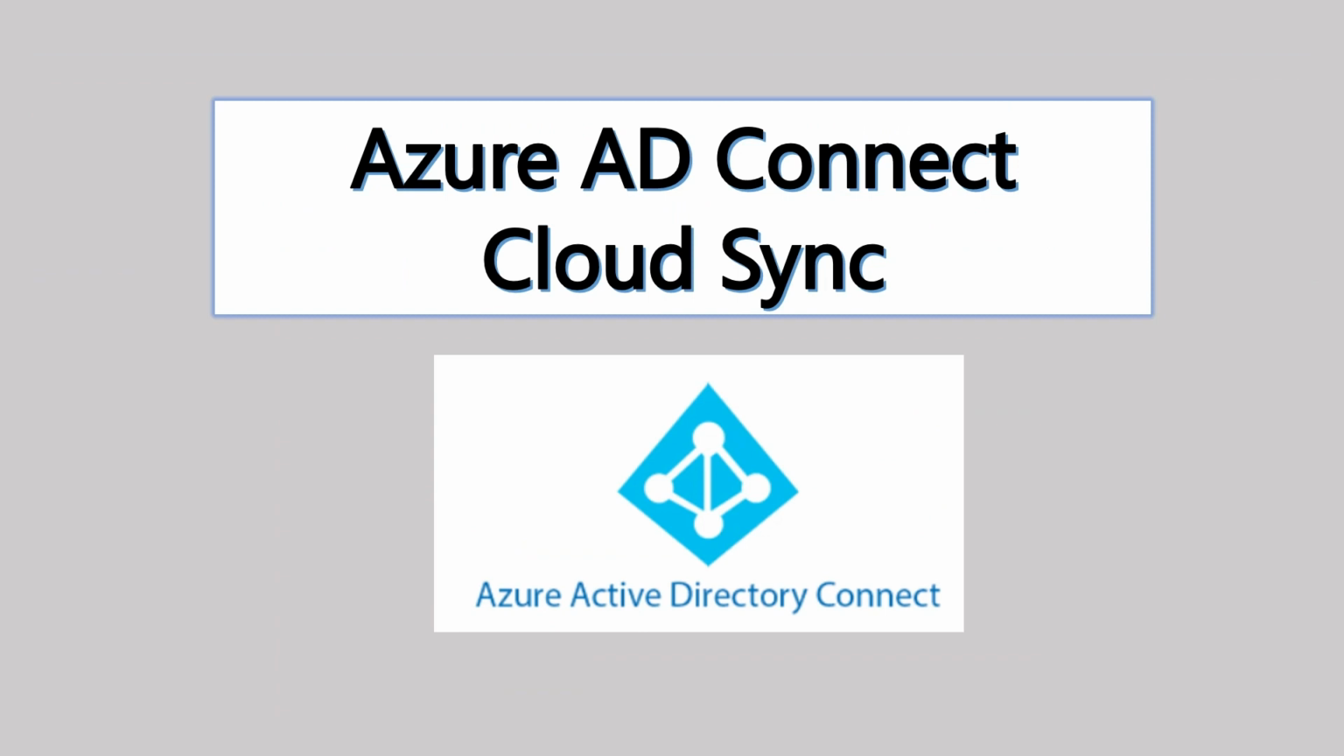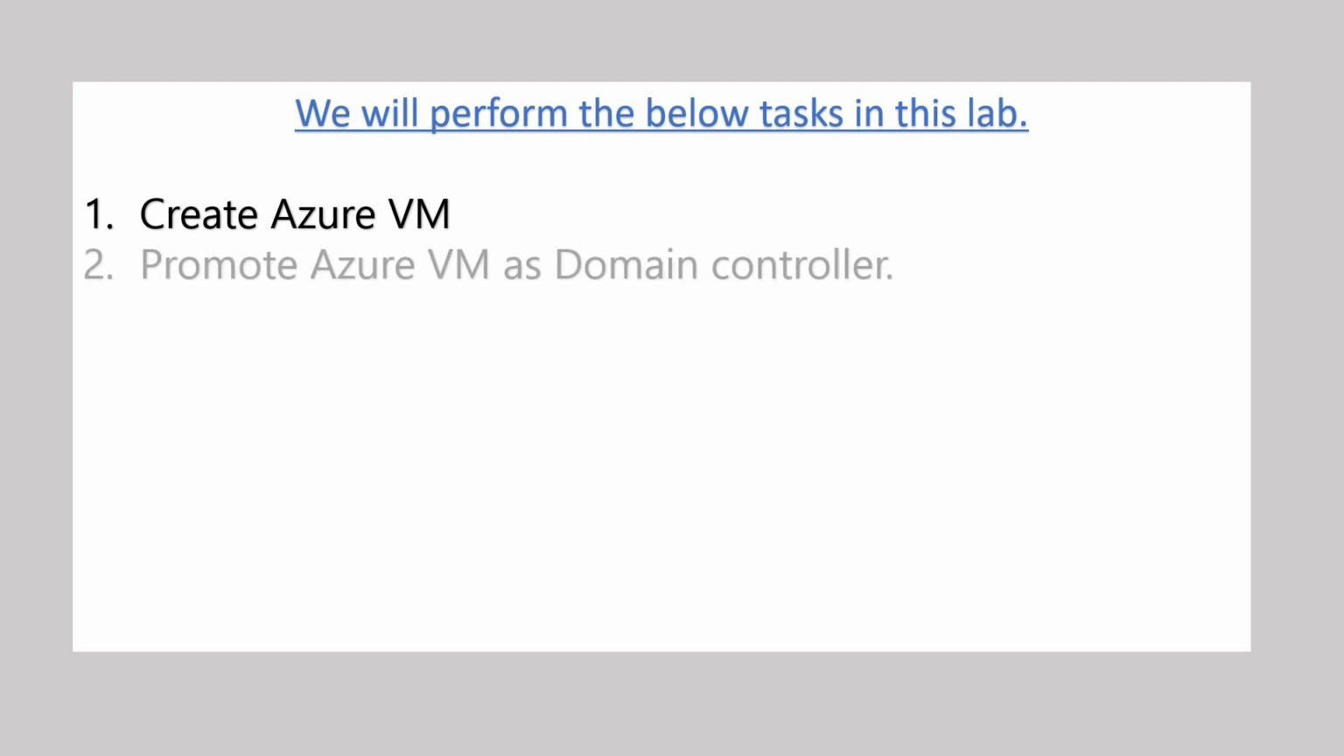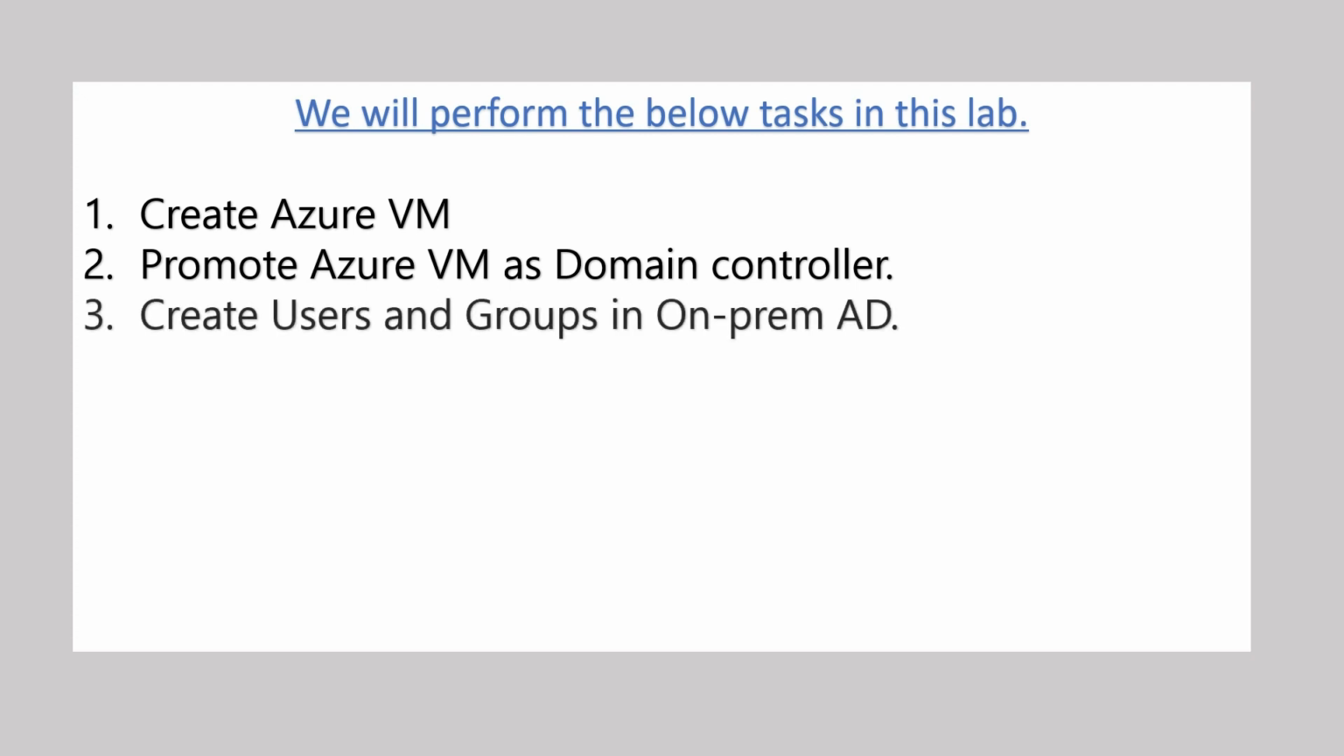I have divided the Azure AD Connect Cloud Sync into multiple sections, that is 9 sections. So I'm going to tell you what each lab section will be. The first section will be the creation of an Azure Virtual Machine. After creating the Azure Virtual Machine, we'll promote it as a domain controller, which means I will be installing Active Directory services in that Azure VM. Once the Azure Virtual Machine is promoted as a domain controller, in that same server, I'll be creating users and groups. And I'll be considering that Azure Virtual Machine as an on-premise Active Directory.